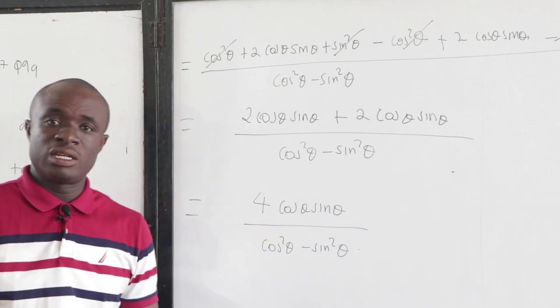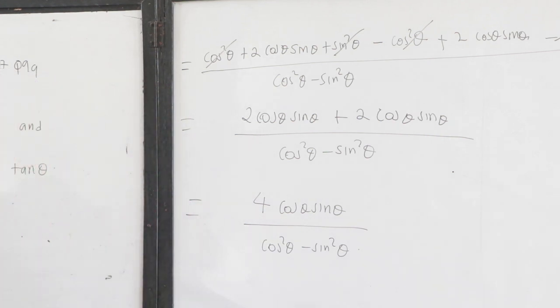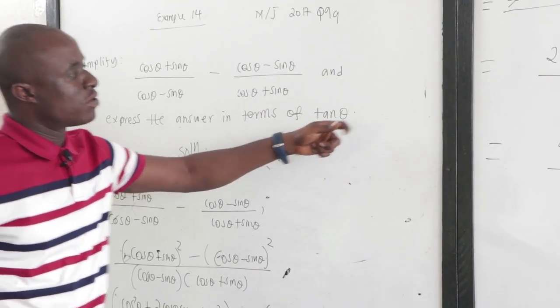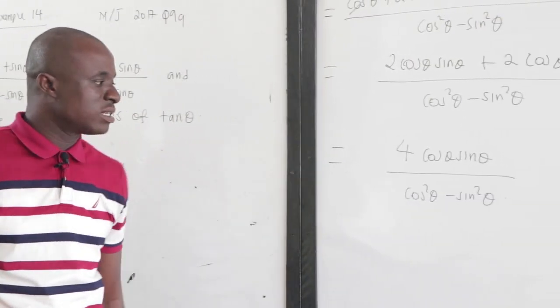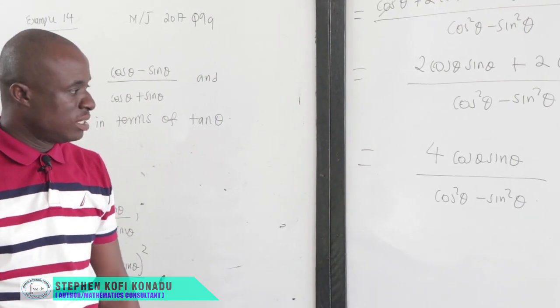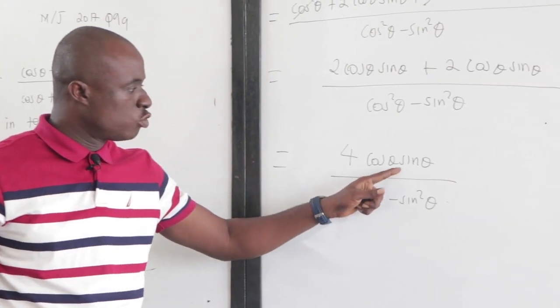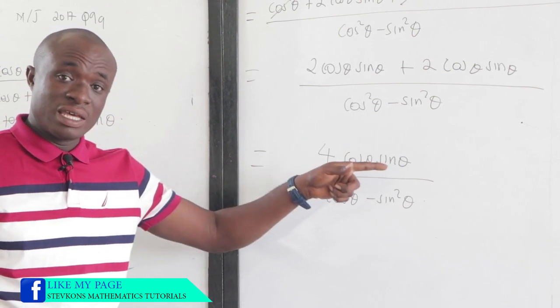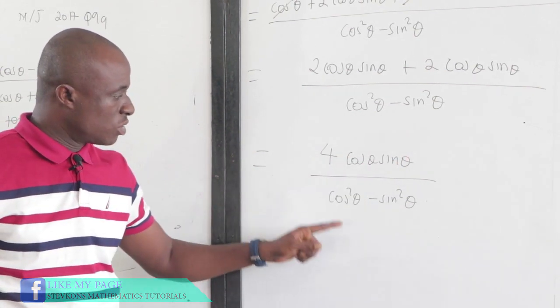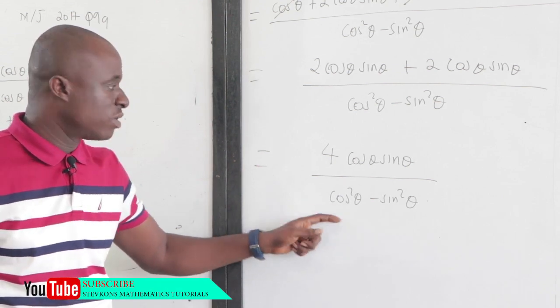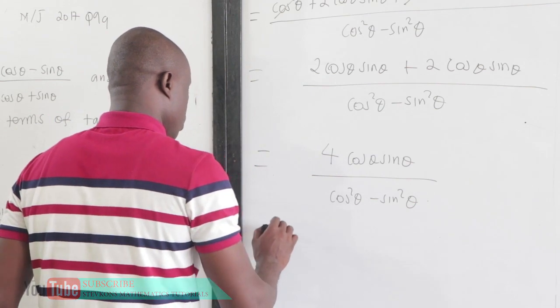Now, the question is saying that we should simplify this and express the answer in terms of tan theta. So we have been able to simplify. Over here, there's nothing for us to do. And then it says that we should express our answer in terms of tan theta. Looking at it, should I divide through by sine or cos? Now, I know that tan is sine over cos. So it is better for me to divide through with the cos so that I can express it in terms of the tan.